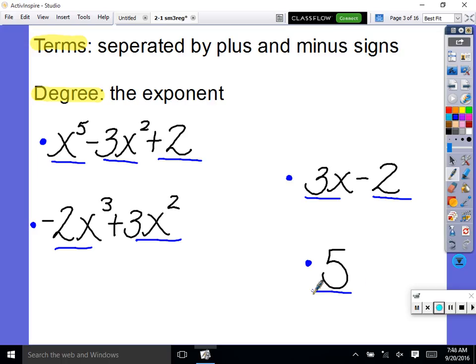All right, this is degree 5. The polynomial is degree 5. You go off the highest degree. This is degree 3. This is degree 1. And this would be a constant, degree 0. Okay.